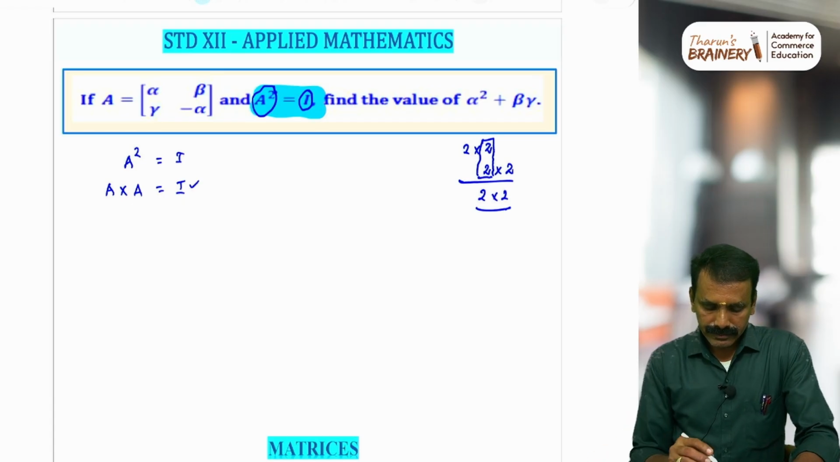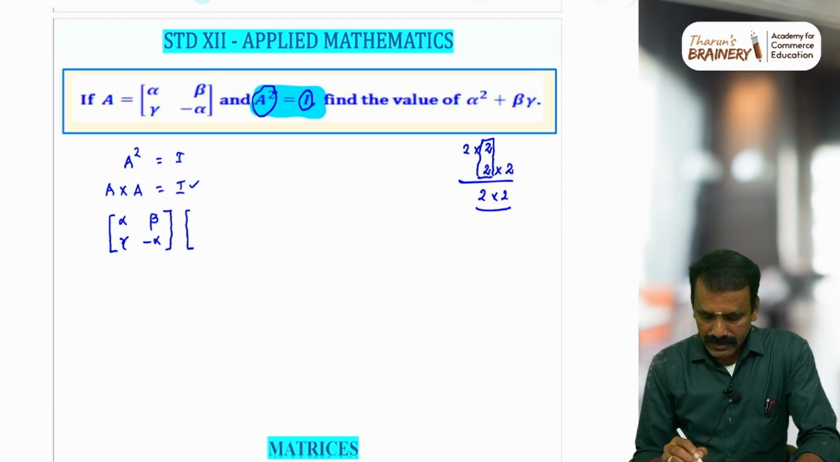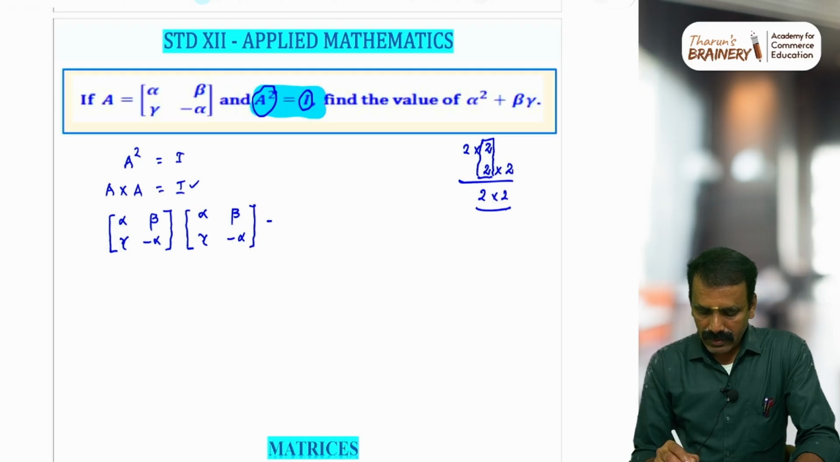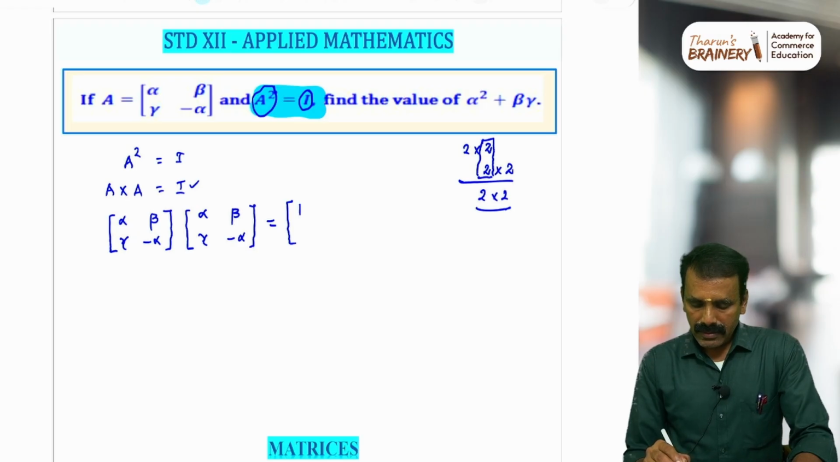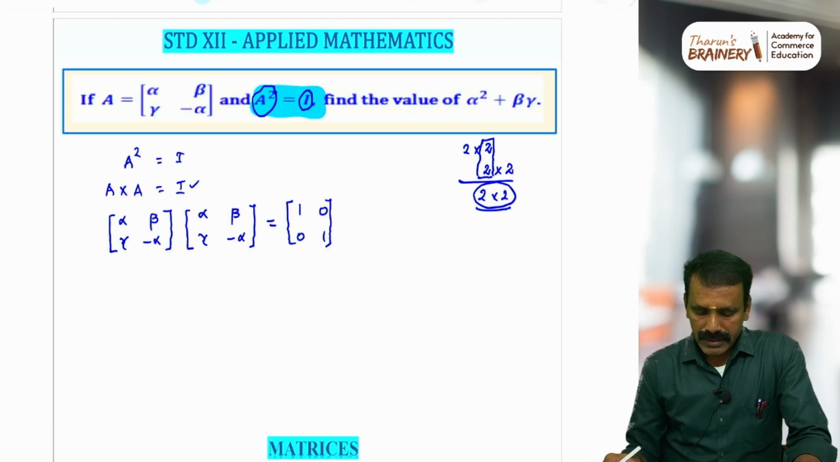So we start. A matrix is alpha, beta, gamma, minus alpha, again multiplied with alpha, beta, gamma, minus alpha, which is equal to I matrix. I matrix is the unit matrix, which is nothing but 1 0 0 1. Because the resultant matrix is going to be of order 2 by 2, we have to consider only the identity matrix of order 2 by 2. Is it clear? Now we start multiplying.